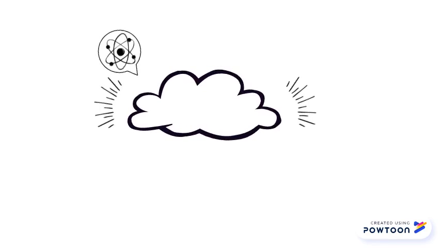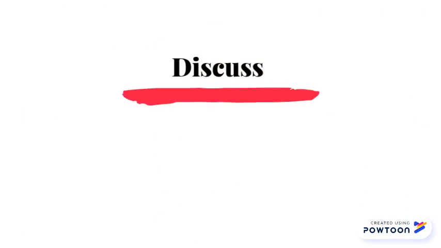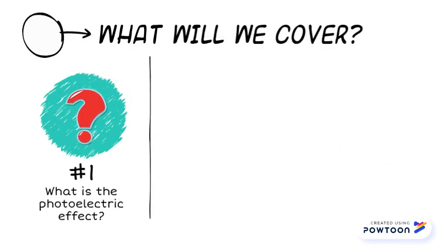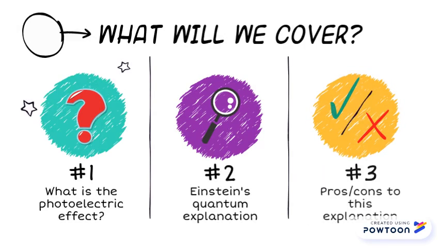A discussion of Einstein's quantum explanation of the photoelectric effect. We will split this statement into three parts. Number 1. What is the photoelectric effect? Number 2. What was Einstein's explanation? Number 3. What are the pros and cons of this explanation?